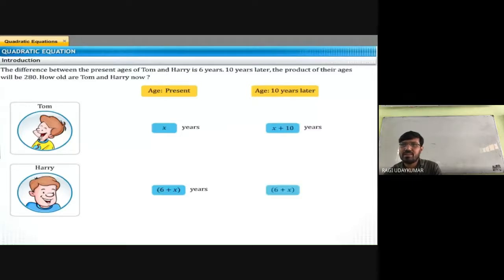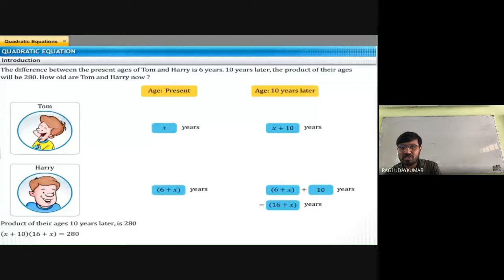After 10 years, you see X plus 10 and 6 plus X, you have to add 10, so it will be 16 plus X. Now the question says the product of their ages after 10 years is 280. So their ages are X plus 10 and 16 plus X, and the product is equal to 280. Simplifying, the equation we get is X square plus 26X plus 120 equals 0.